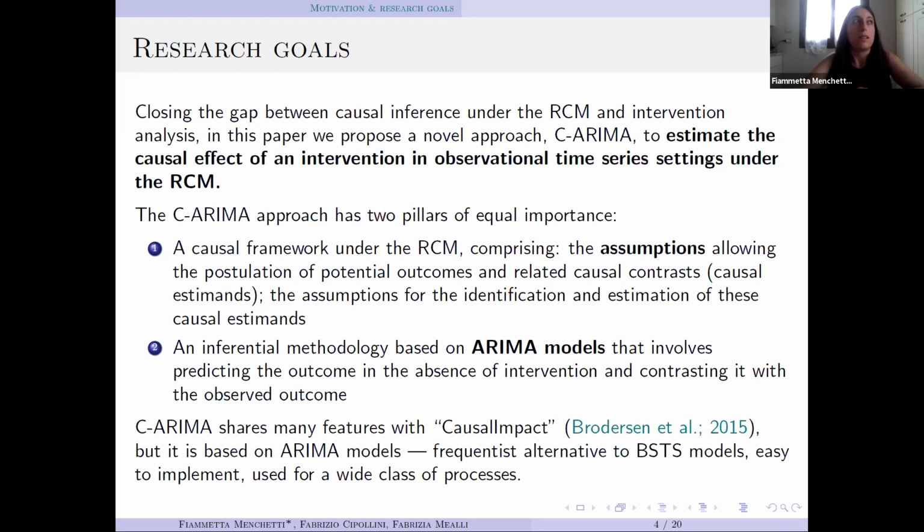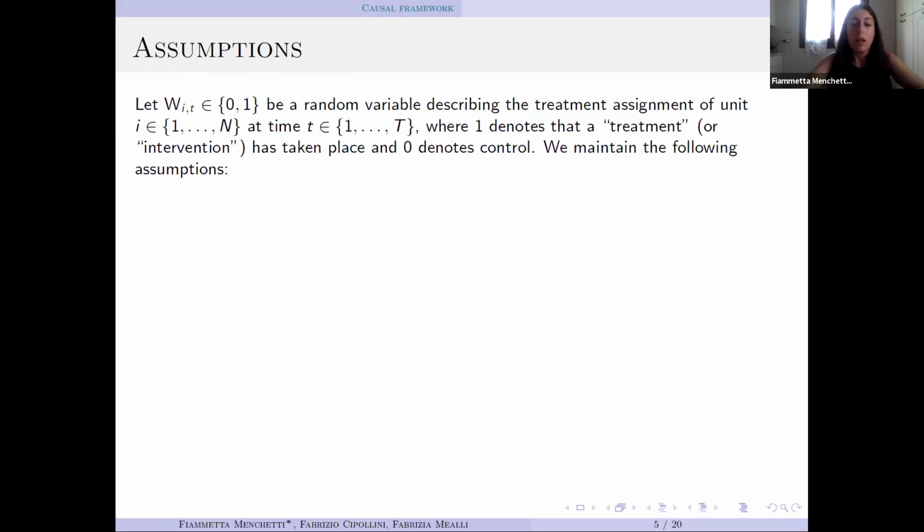So the way I see it, it can be used as a frequentist alternative to CausalImpact, especially because ARIMA models are very general, so they can be used to represent a wide class of processes, from stock prices and even volatilities in some ways. And then they're also easy to implement because there are ARIMA routines already implemented in basically all statistical software. So let's shift to the first pillar, the causal framework.